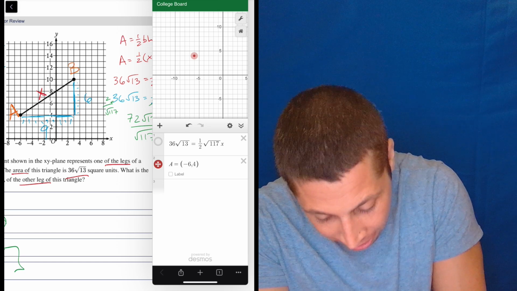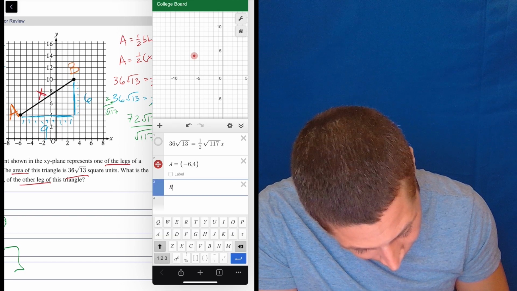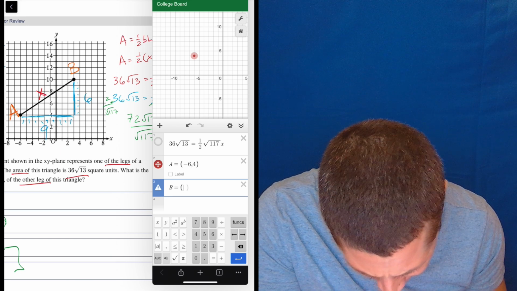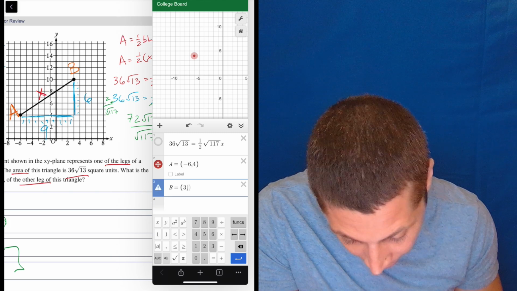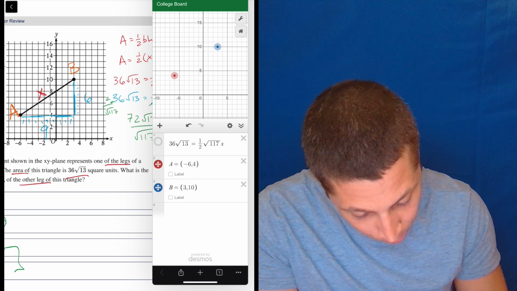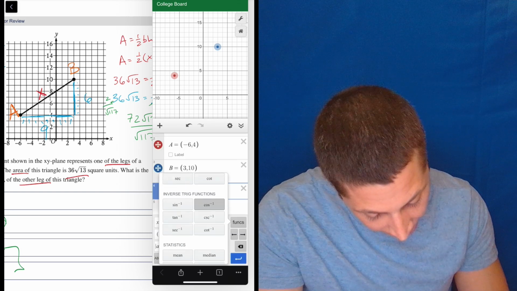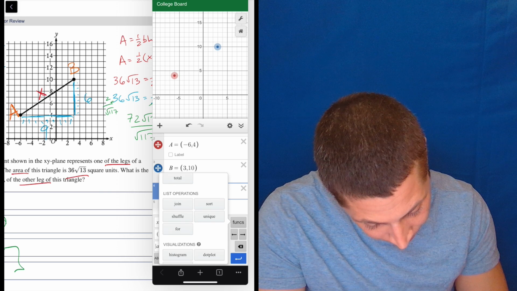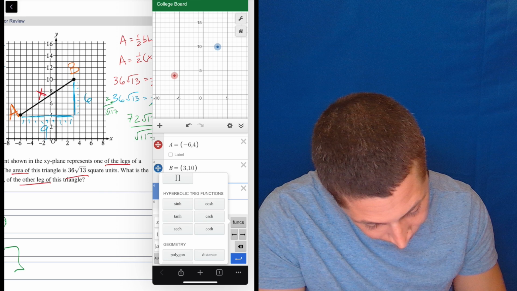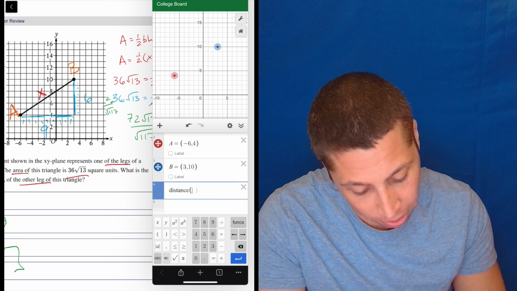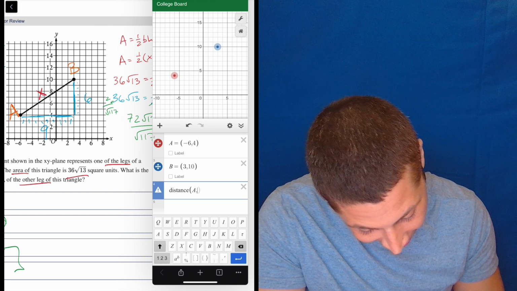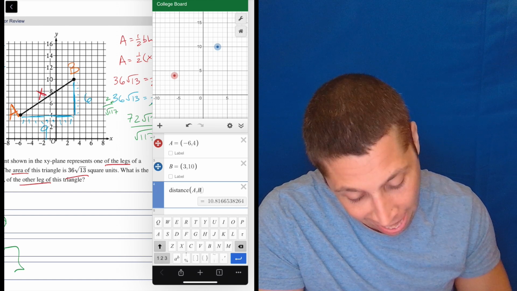So let's put in point B. That's going to be B, and that is equal to (3, 10). 3 is the x coordinate. Yes, 3, and the y is 10. So now I have these 2 points. I think they're right. I hope so. And now if I go to funcs and I scroll, somewhere in here is going to be distance. I think it's near the bottom. There it is, distance under geometry. And let's just do A, comma, B. And 10.81 whatever.